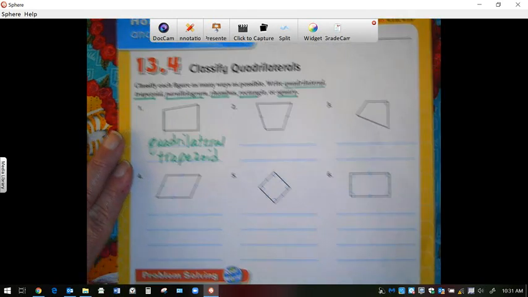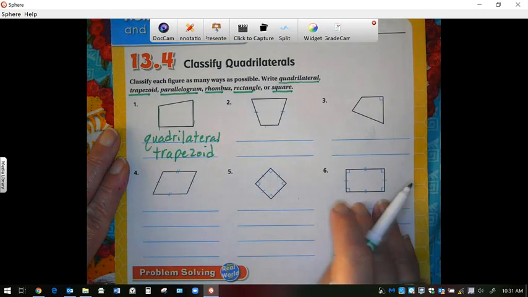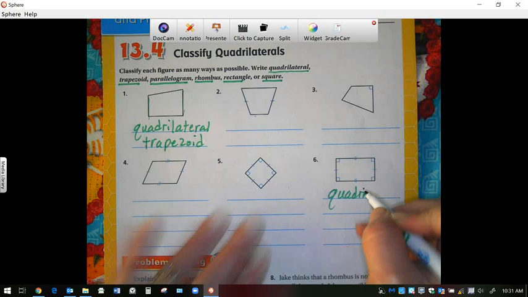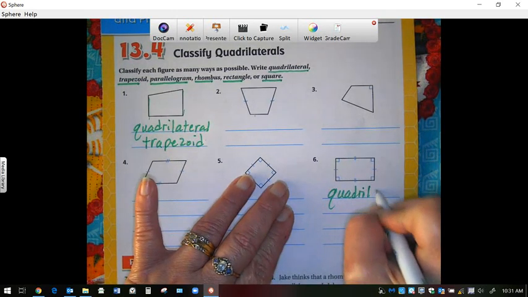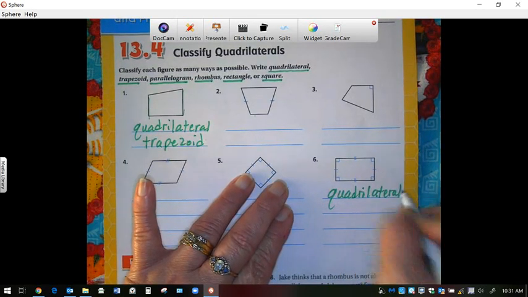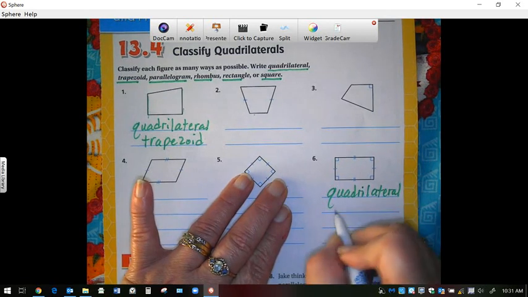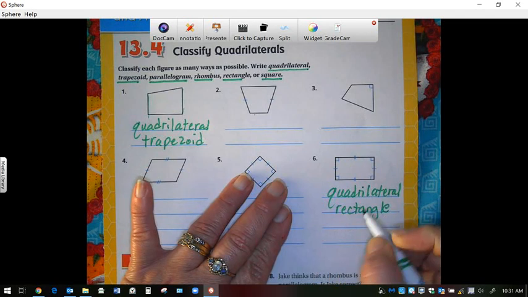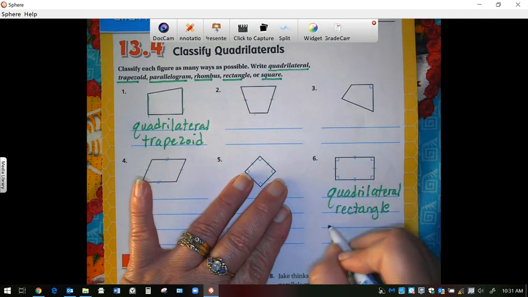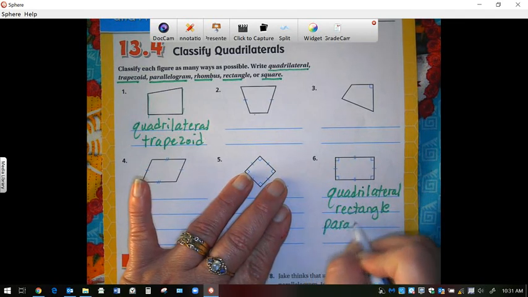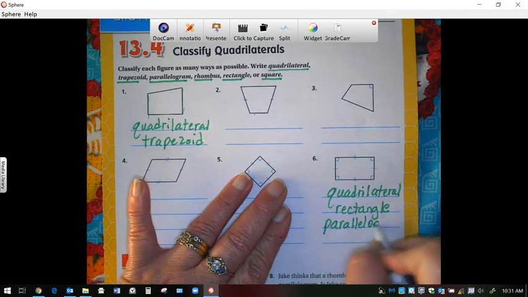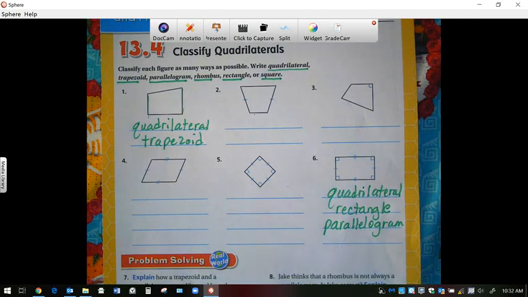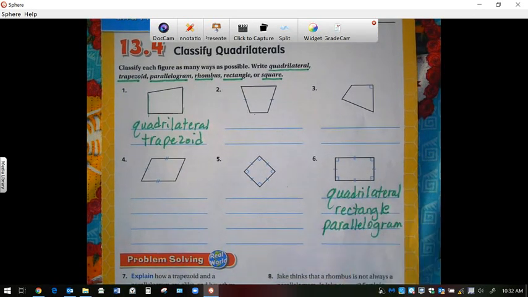Number 6, it's also a quadrilateral. And you could see that it's also a rectangle. But it could also be a parallelogram. It's a parallelogram also because opposite sides are parallel.